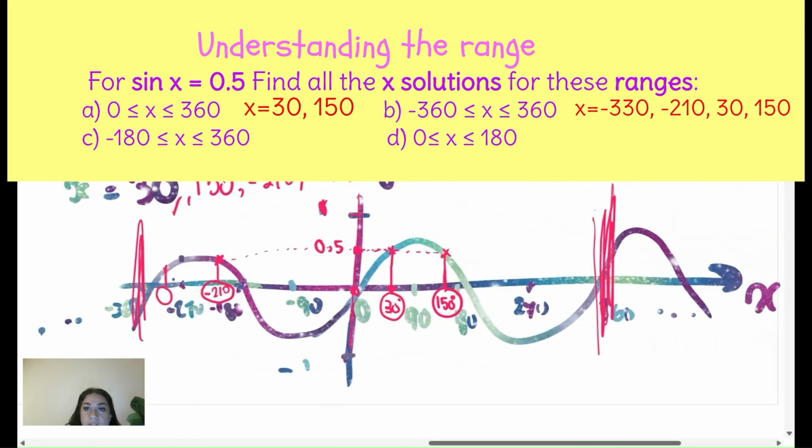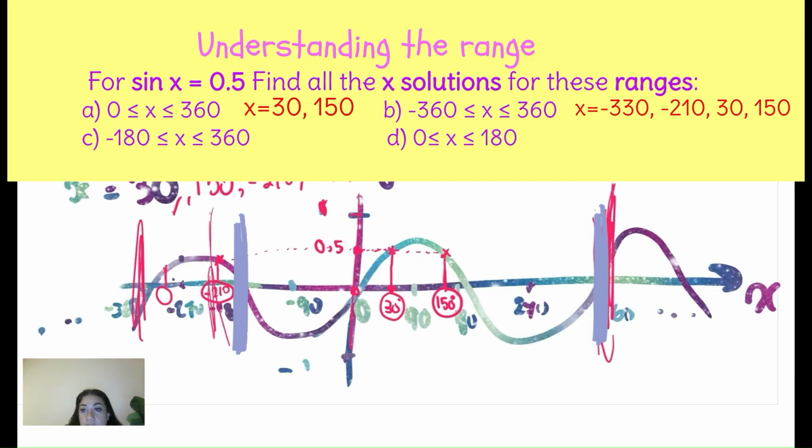Negative 180 to 360. So from negative 180, I'm looking all the way from here till 360. So what values do I have that are between that range? Just the 30 and 150, because negative 210 is outside, we don't care about that.